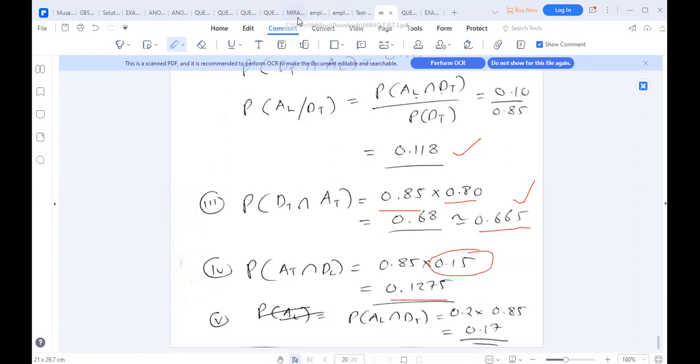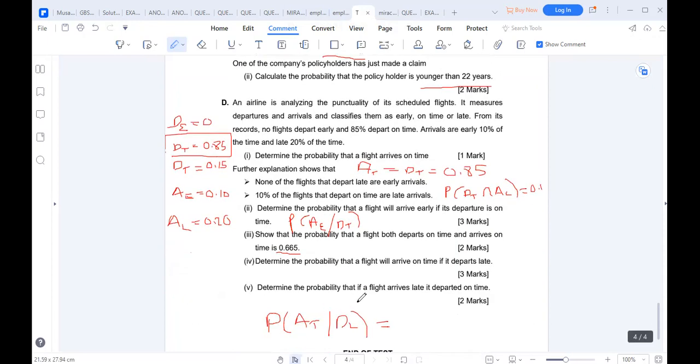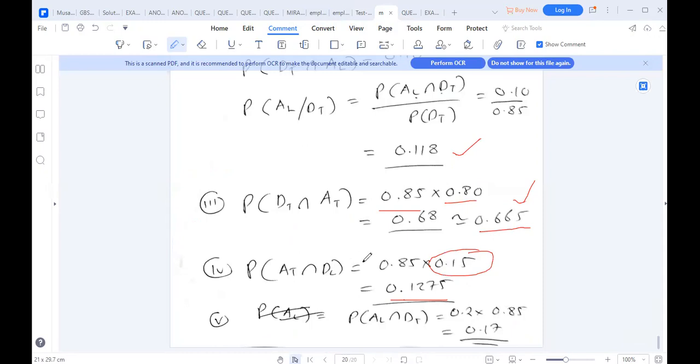And finally, we are asked to determine the probability that if the flight departs late, there's a chance that it departed on time. So they're asking you to calculate the probability that it departs on time if it arrived late. So this is the probability.